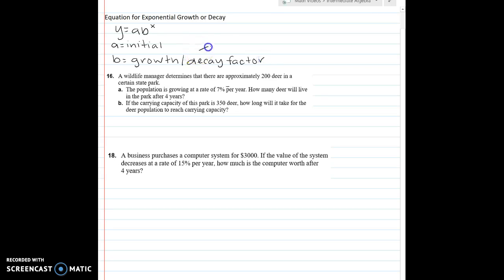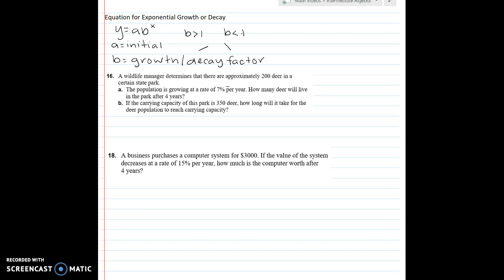Now, what's really important here is that when b is greater than 1, you're dealing with an exponential growth equation, because when we take a number that's bigger than 1 to an exponent, it continues to grow. If you're dealing with exponential decay, then you're going to have a decay factor, so your b value is going to be less than 1, because when you repeatedly take that to an exponent, your value is going to get smaller.